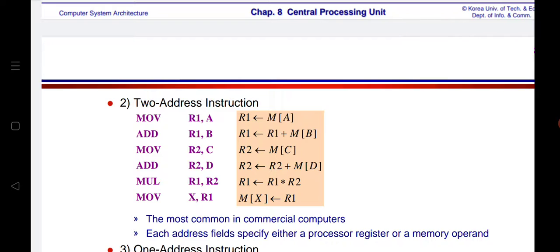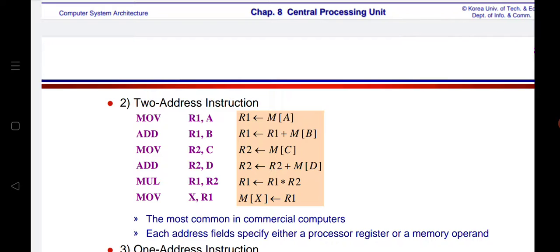First, I will be moving the data values into the registers. So what is the instruction I will be using? Move R1 comma A. What happens? The A value, the memory address, goes and takes the data, and it will be stored in the R1 register.